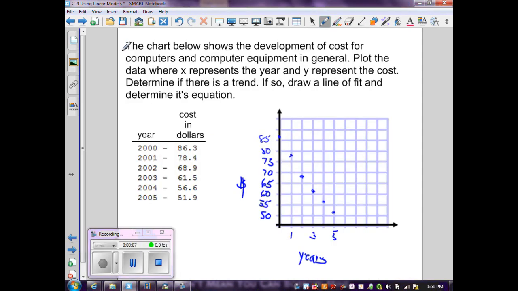Let's look at an example for a trend line. The chart below shows the development costs for computers and computer equipment in general. Plot the data where X represents the year and Y represents the cost. Determine if there is a trend line. If so, draw a line of fit and determine its equation.